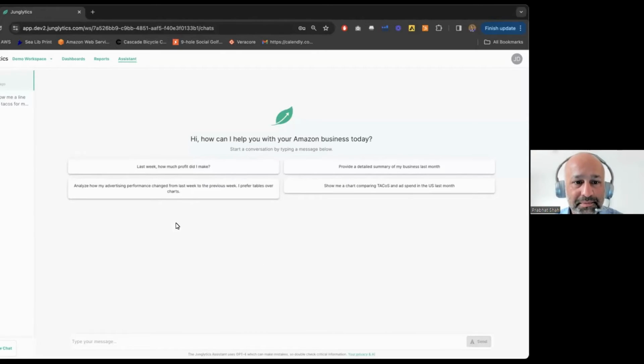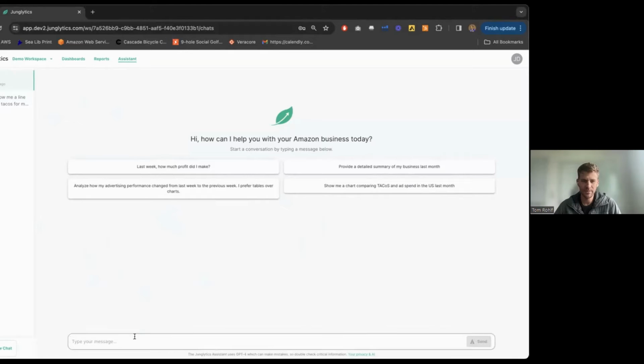Yeah, I can see your screen. So this is the Junglelytics interface. You can literally type anything you want in this box, but let's start with one of the preset ones, and then we'll go from there.